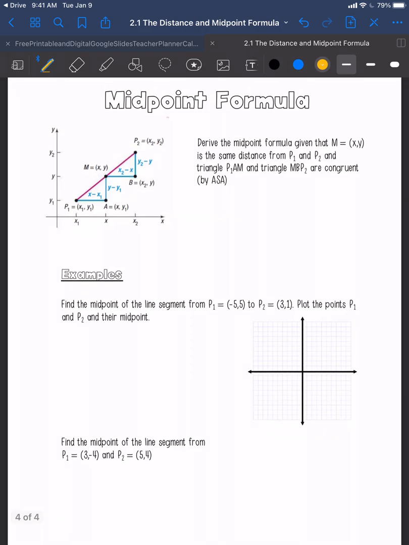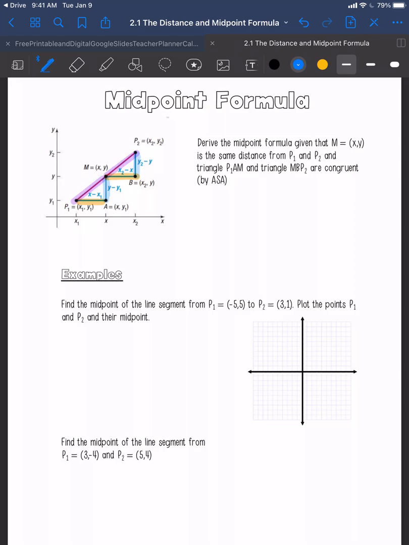All right, so here we're asked to derive the midpoint formula given that the midpoint xy is the same distance from P1 and P2. So we are told that this distance is the same. And we are also told that the two triangles that are shown there are congruent by angle side angle. So if they're congruent, then that means that this distance would be equal to that distance, and also this vertical distance would be equal to this vertical distance.